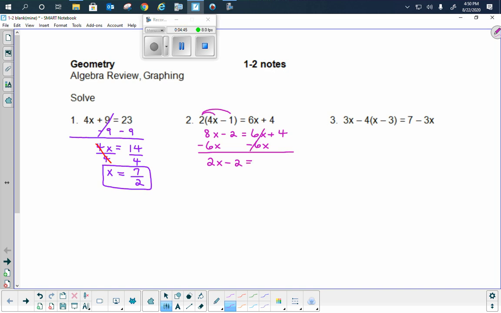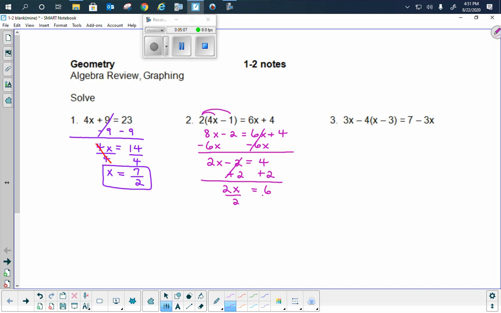These are canceling. You're left with just 4 on the right-hand side. Now that I've taken care of the x's, I want to go ahead and take care of the constants. So I'm going to add 2 to both sides to make it disappear on the left side. So here's my equal sign. I'm left with 2x on the left. These are canceling, leaving me with 6.